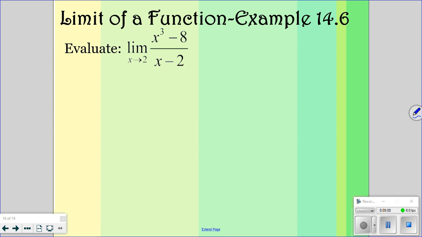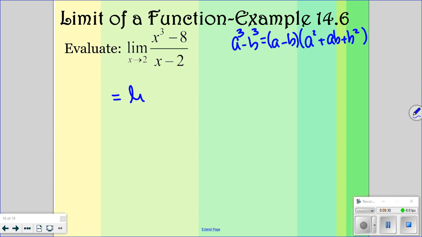Now if you look at this one. For this one, you're going to want to try and plug in, and if you plug in, it's not going to work. So you're going to want to factor. And you may be trying to remember how to factor x cubed minus 8. That is a difference of cubes. And so your formula, a cubed minus b cubed, is a minus b times a squared plus ab plus b squared.